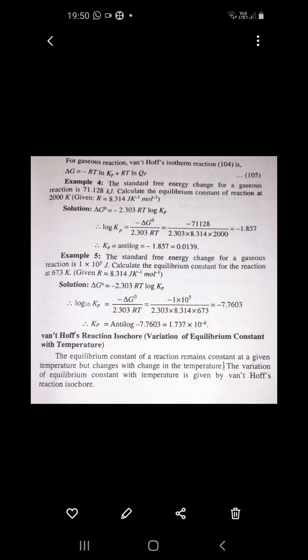Obviously, the word constant is given, that means the equilibrium constant of a reaction remains constant at a given temperature. For a particular reaction, the value is fixed when temperature is given, but the equilibrium constant of this reaction changes with change in temperature. If the temperature is constant, the equilibrium constant remains constant, but if you change it, then the equilibrium constant also changes.